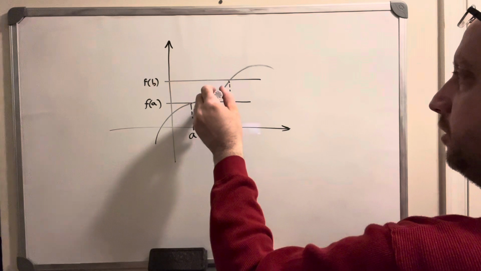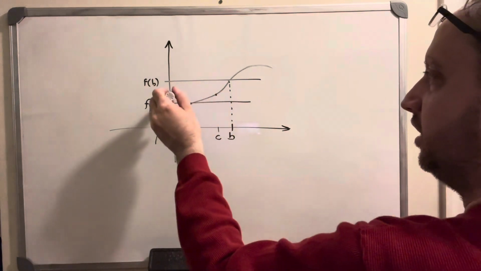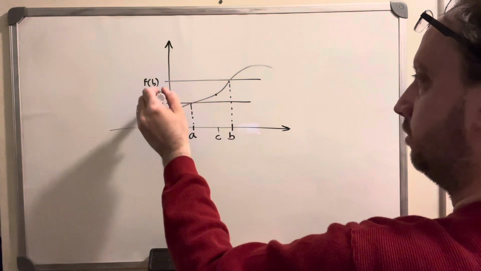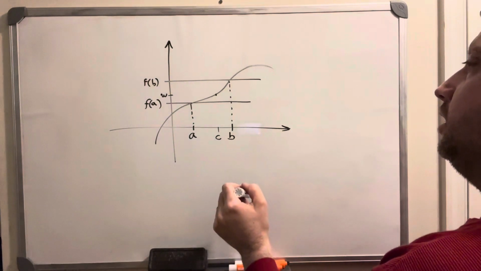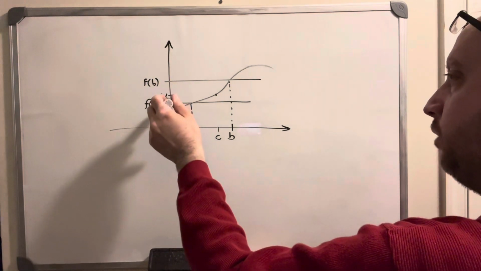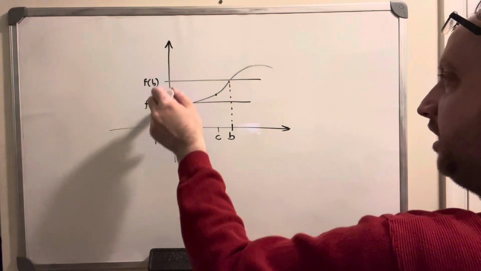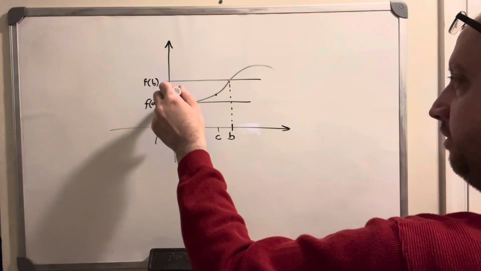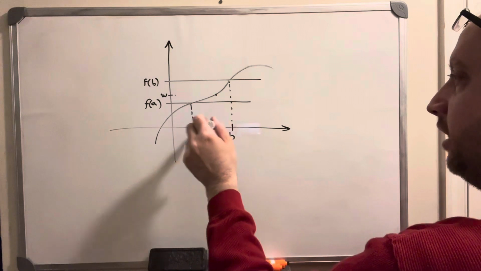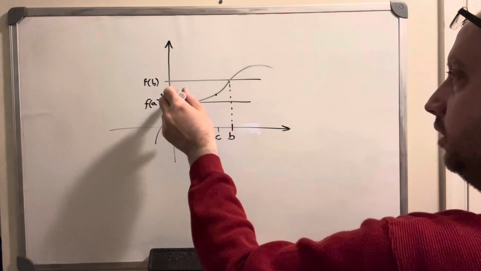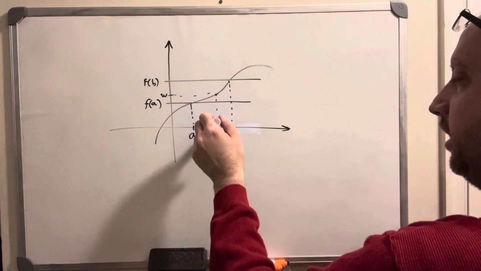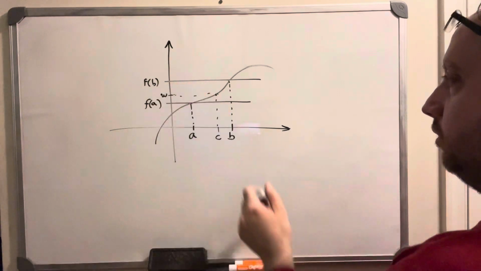Let's say we were interested in this value right here, w. If w is between f of a and f of b, for any value between f of a and f of b, there will be some value on this closed interval such that f of c is w.